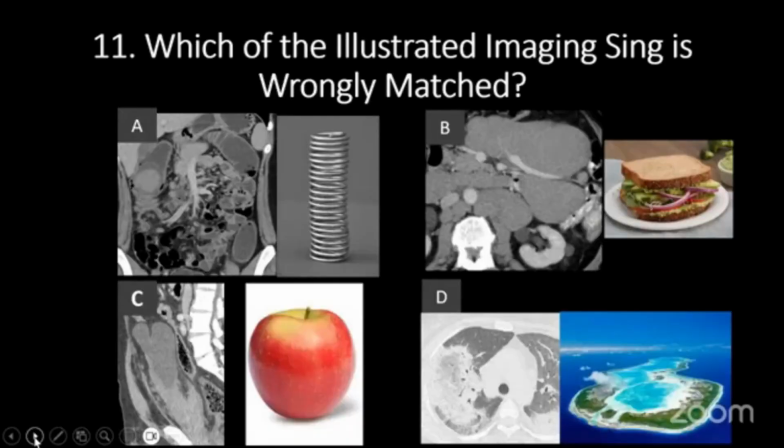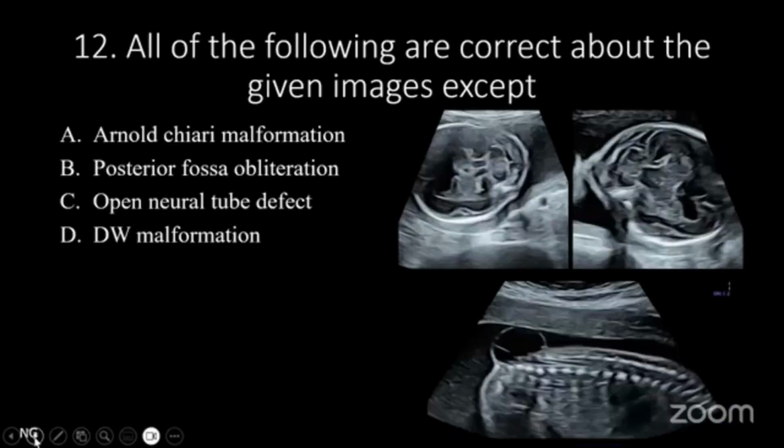Wrong one is the C, which has pear-shaped bladder, but apple has been given. Rest of them are very correct. Given all are typical of Arnold Chiari type 2 malformation, and so the answer D is false.